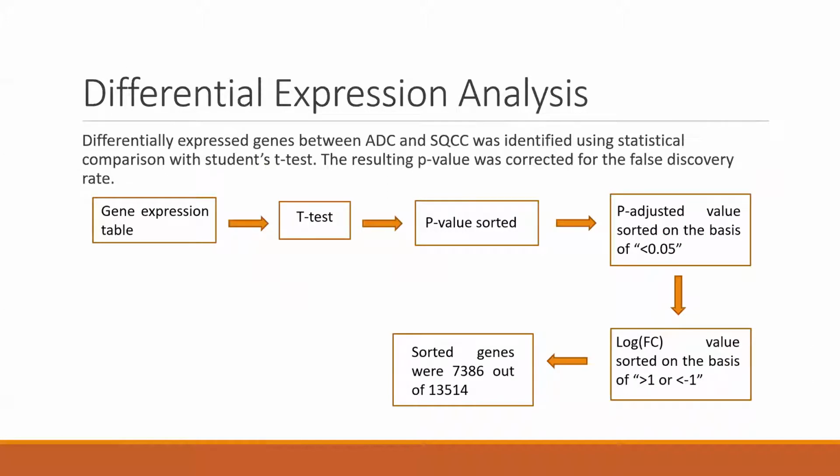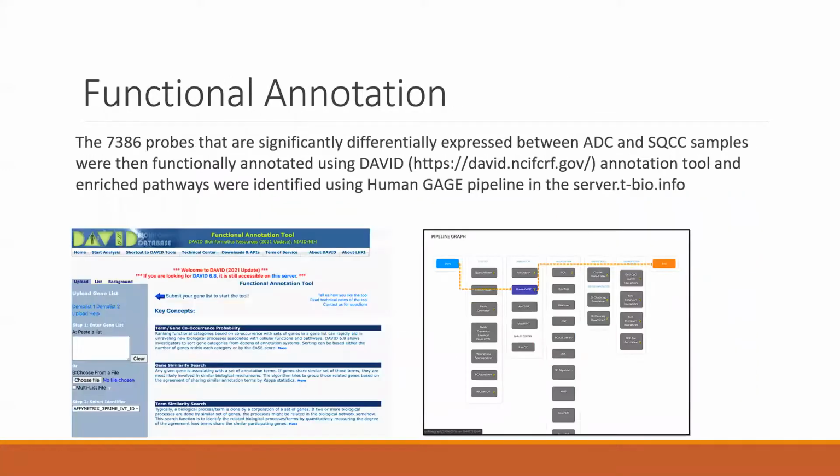After finalizing the group of ADC and SQCC, we did the differential expression analysis on MS Excel, where we calculated the p-value using the t-test. From the t-test, we calculated the false discovery rate, or FDR, which was then sorted on the basis of less than 0.05. After that, we calculated the log fold change value, which was filtered on the basis of greater than 1 and less than -1. When all these parameters were met, we found that out of 13,514 genes, we got only 7,386 genes.